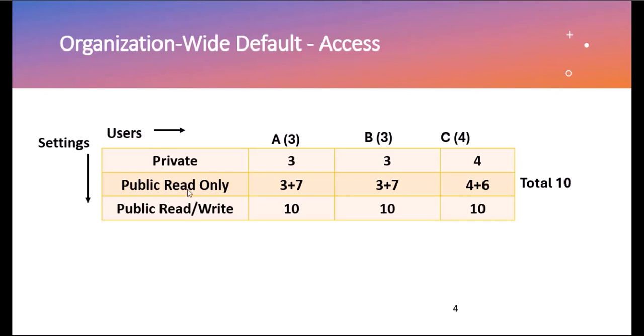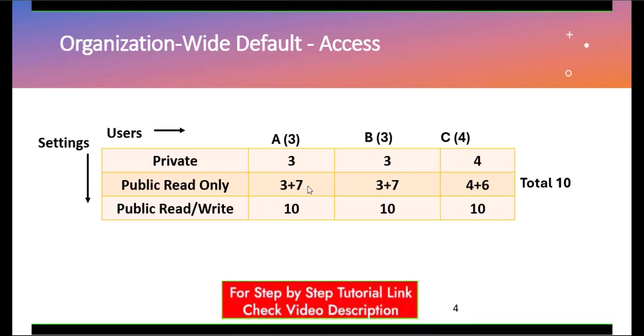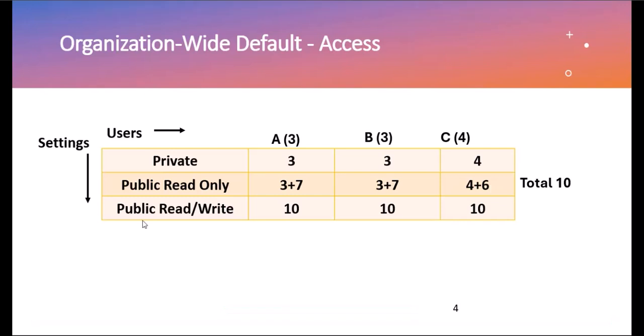Now let's see what is public read-only. If the OWD of a particular object is public read-only, then user A can access the records owned by himself, and then the other 7 records, the 3 records of user B and 4 records of user C. That means these 7 records are in read-only form for user A. Same for user B. And here user C has 4 records, so he can read and write those 4 records, and the 6 records of users A and B he can only read. And now if the OWD is public read-write, all users can see all other users' records and they can also modify them. That means they have read and write permission.